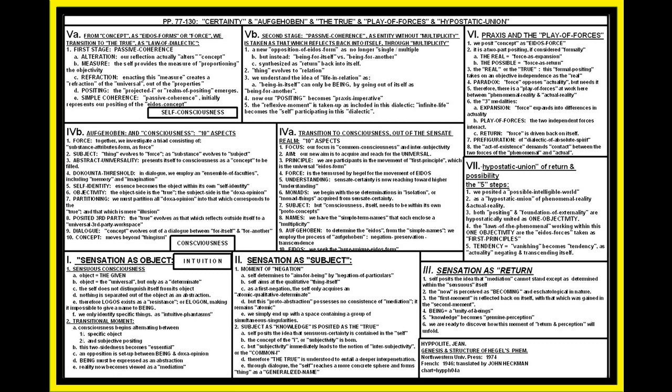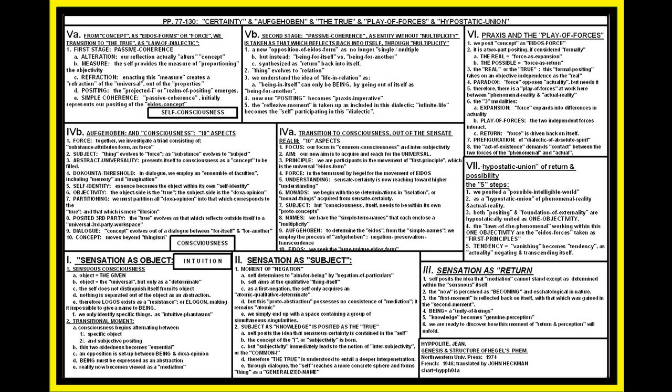Now we're going to move on to the closing comments by Hyppolite concerning Hegel, and it's really beautiful. We're going to take a look at block 7. Now in block 7, Hyppolite tells us that a hypostatic union takes place of return and possibility. He gives us 5 steps. We have posited a possible intelligible world in our positing of an ideality.